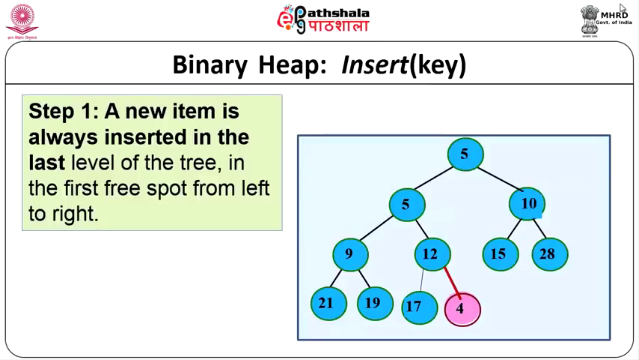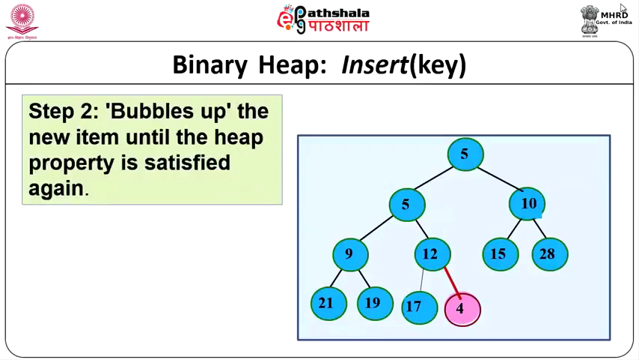Now, this particular min heap after this step does not satisfy the heap order property. It satisfies the shape property or structure property as it is called, but it does not satisfy the heap property. So, the insertion algorithm's next step is to iteratively ensure that the heap order property is satisfied. What will happen is the new item will bubble up until the heap property is satisfied again.